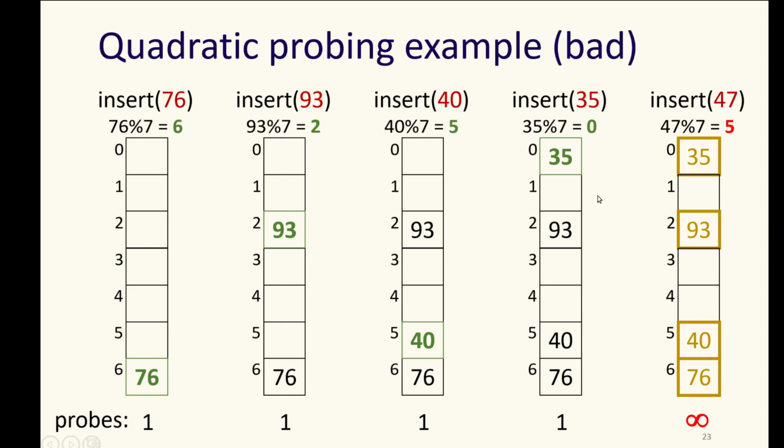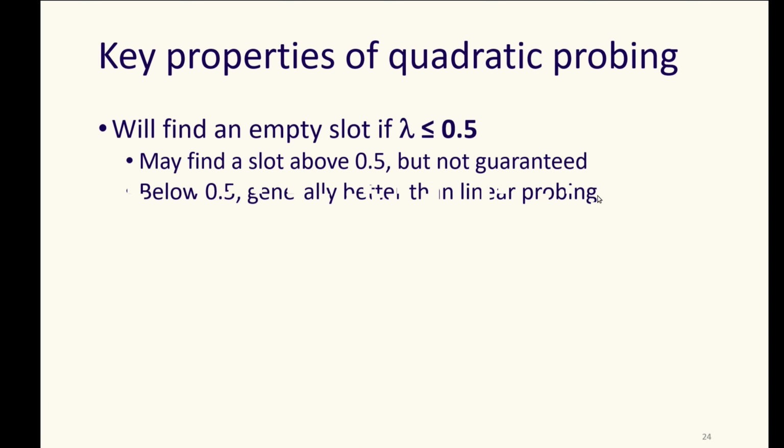So key properties of quadratic probing is we will find an empty spot if our load factor is less than 0.5. So not less than 1 like we had for linear probing, but if we're less than 50% full, we can guarantee. If we're above 50% full, we might find a slot, but it's not guaranteed. And generally, if we stay below 50% of our load factor, then it's generally better than linear probing because it doesn't cluster that same way.